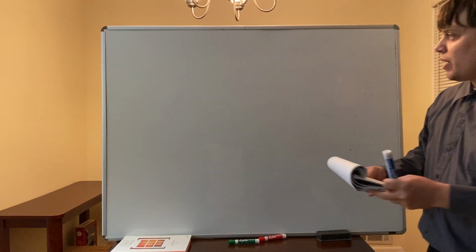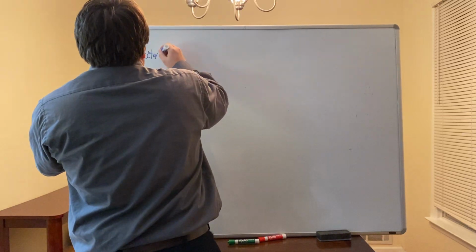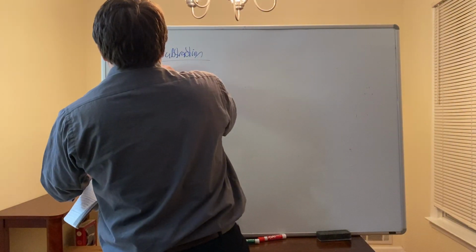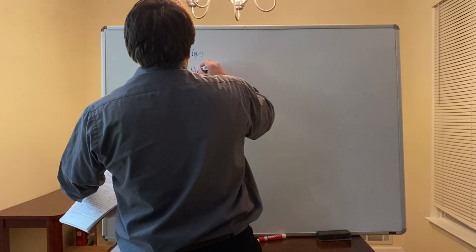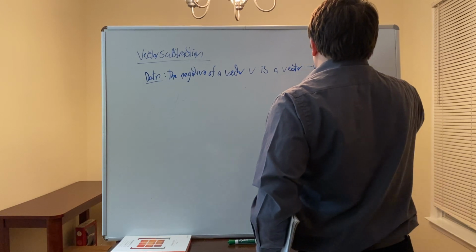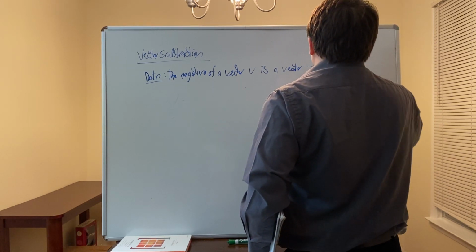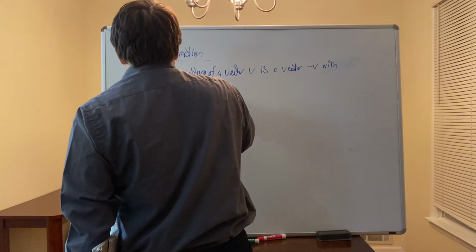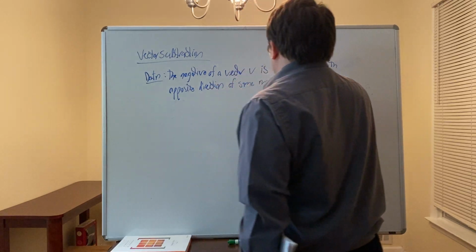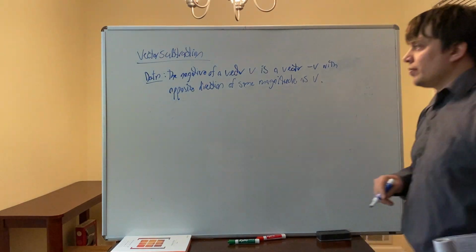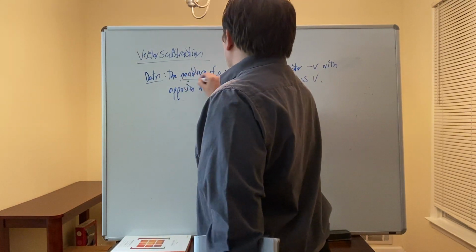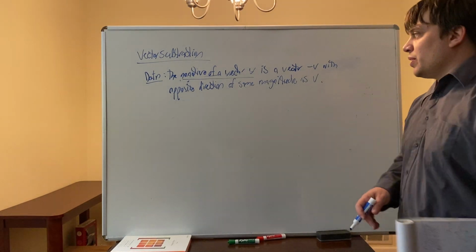Okay, so now vector subtraction. First, let's define the negative of a vector V. The negative of a vector V is a vector negative V with the opposite direction and the same magnitude as V.